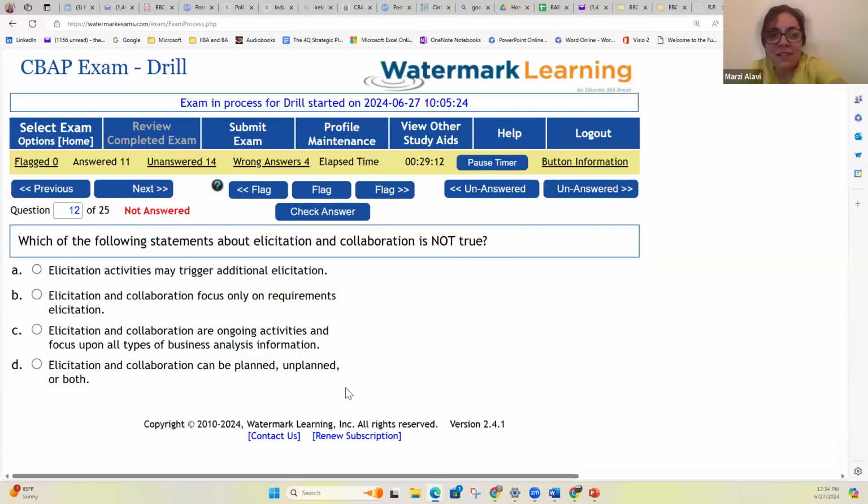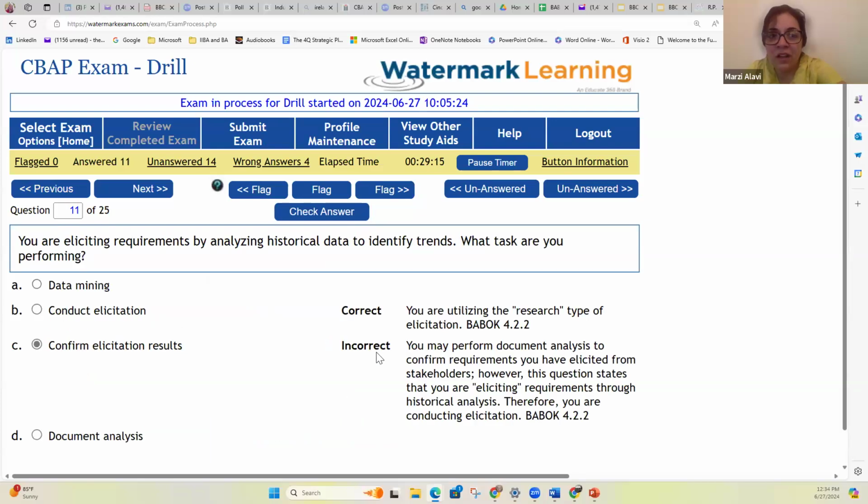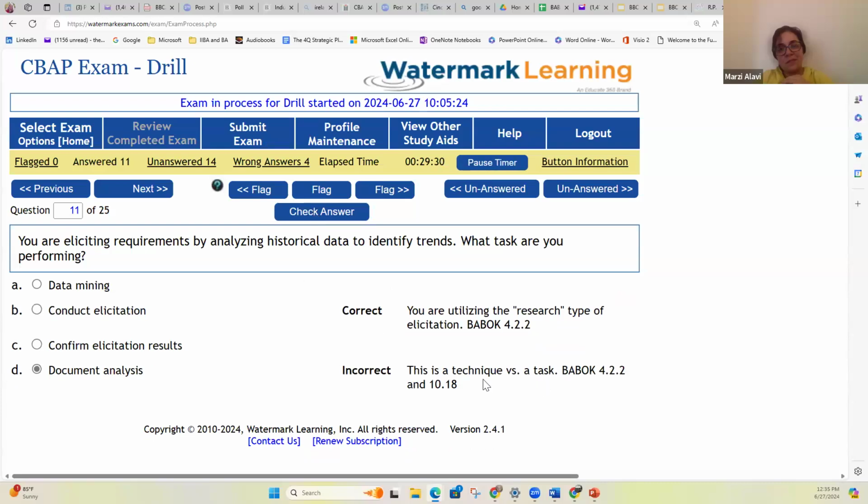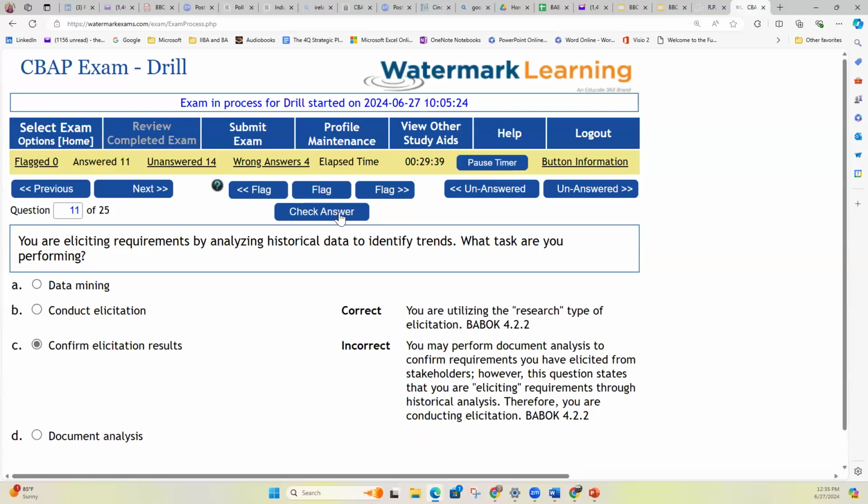The reason that data mining was wrong is because it is a technique. This is a likely technique you're using, but the question is asking for a task. And let's look at document analysis also. This is a technique versus a task. So it was asking for a task, but we didn't give it the one that it was asking for. So this is the one we chose.